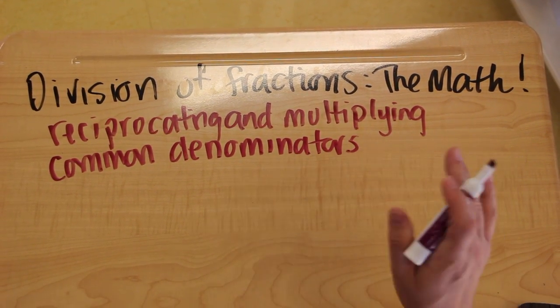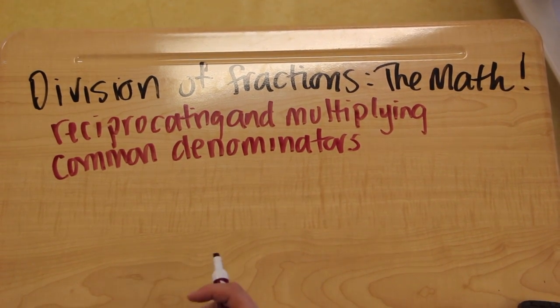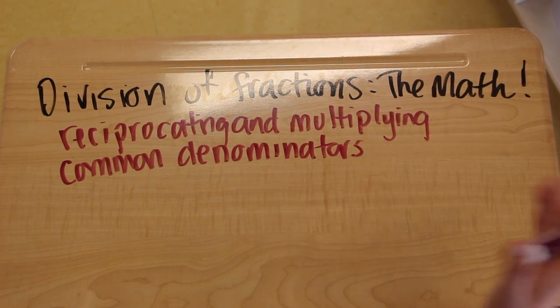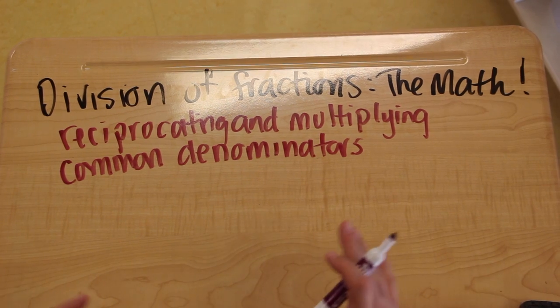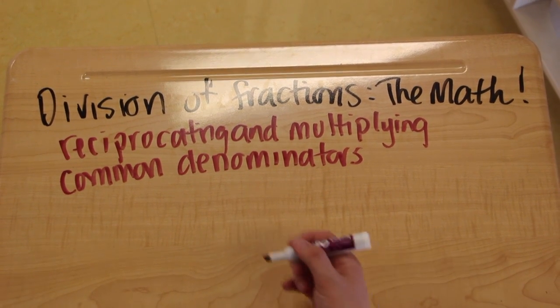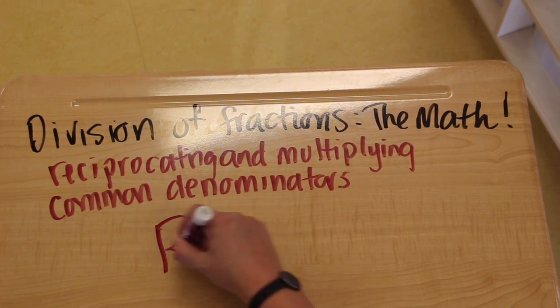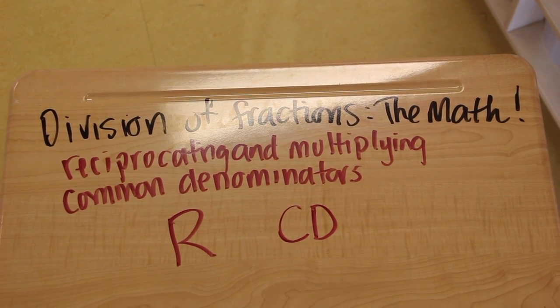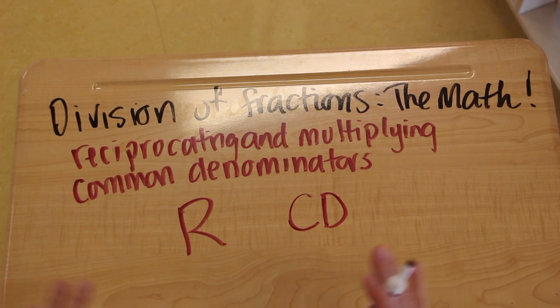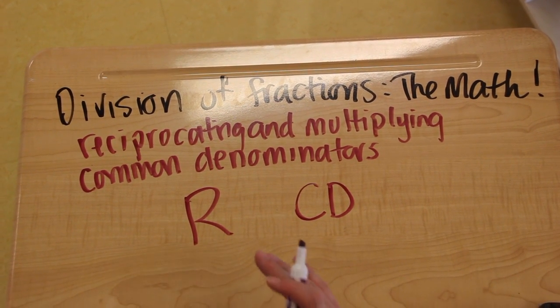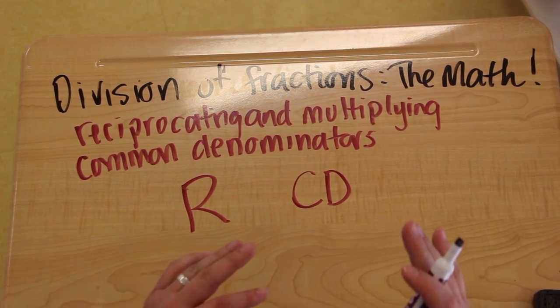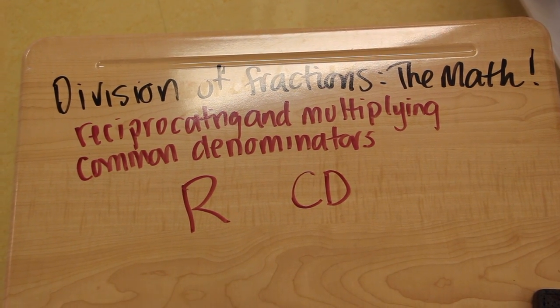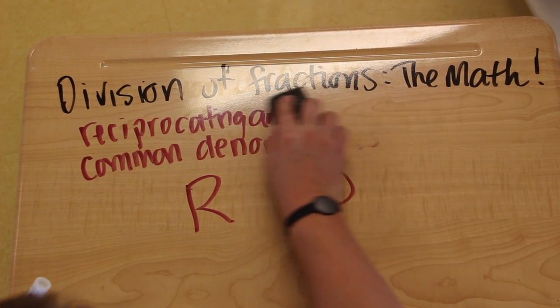So from here on in, when you're in your math marking, or when we're talking about one of the two ways to do division of fractions using just the math, we are going to refer to it as either R, which will be reciprocating, or CD, which will be common denominators. So if you see an R, it means that we're using the reciprocating model. If we are using a CD, then we're using the common denominator model.